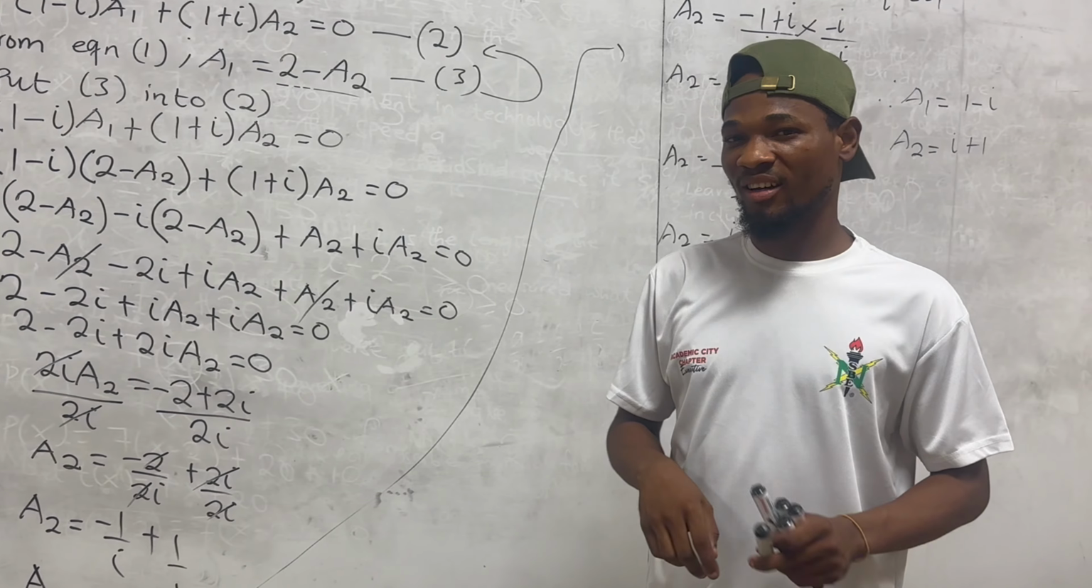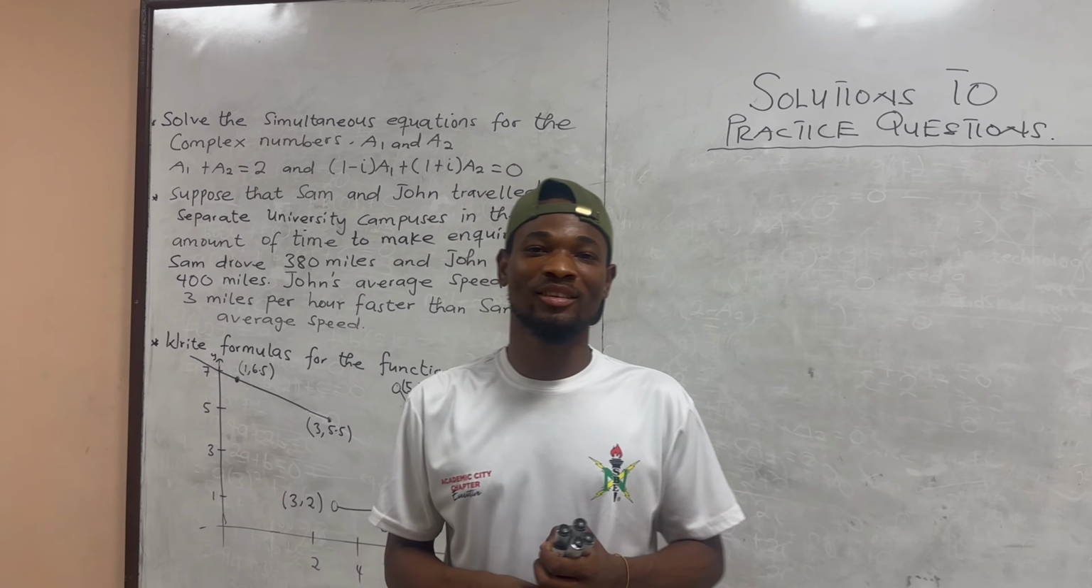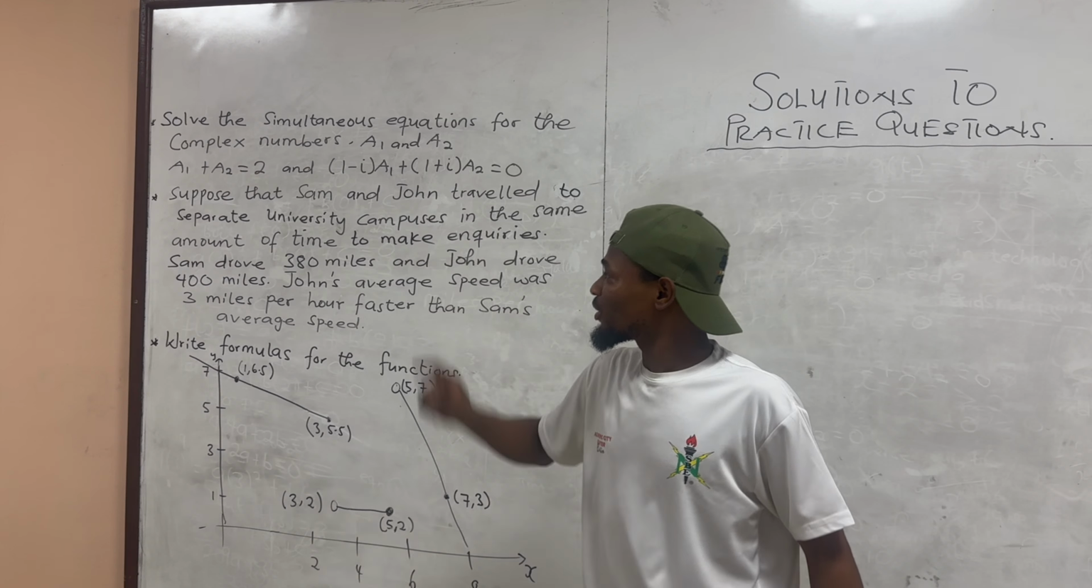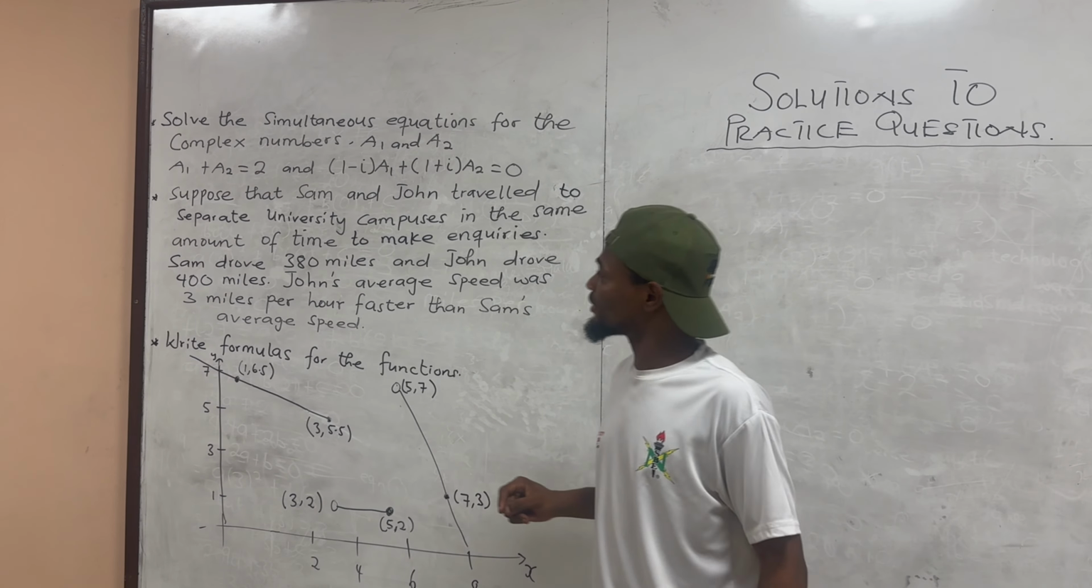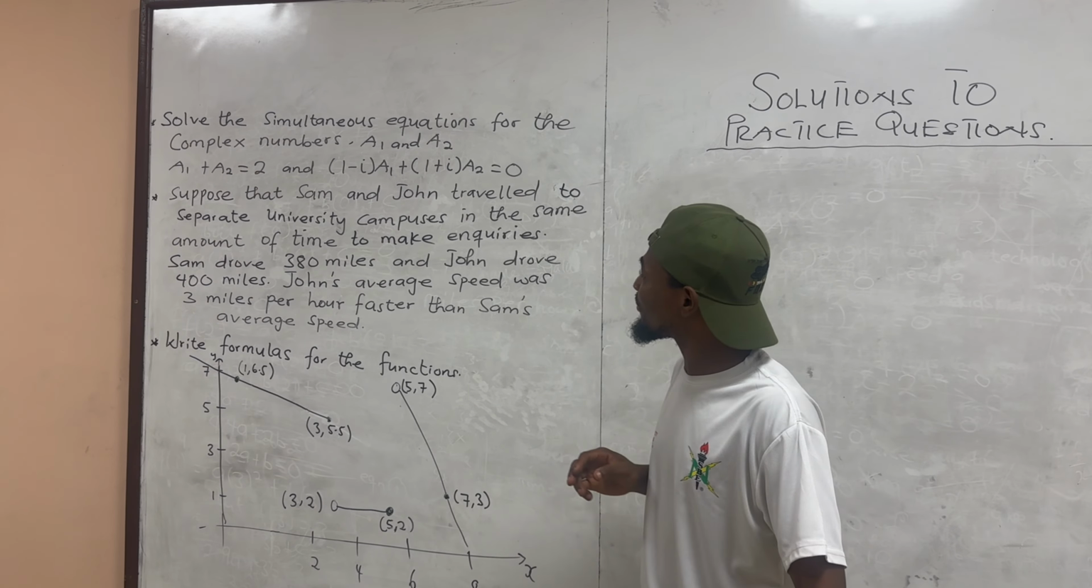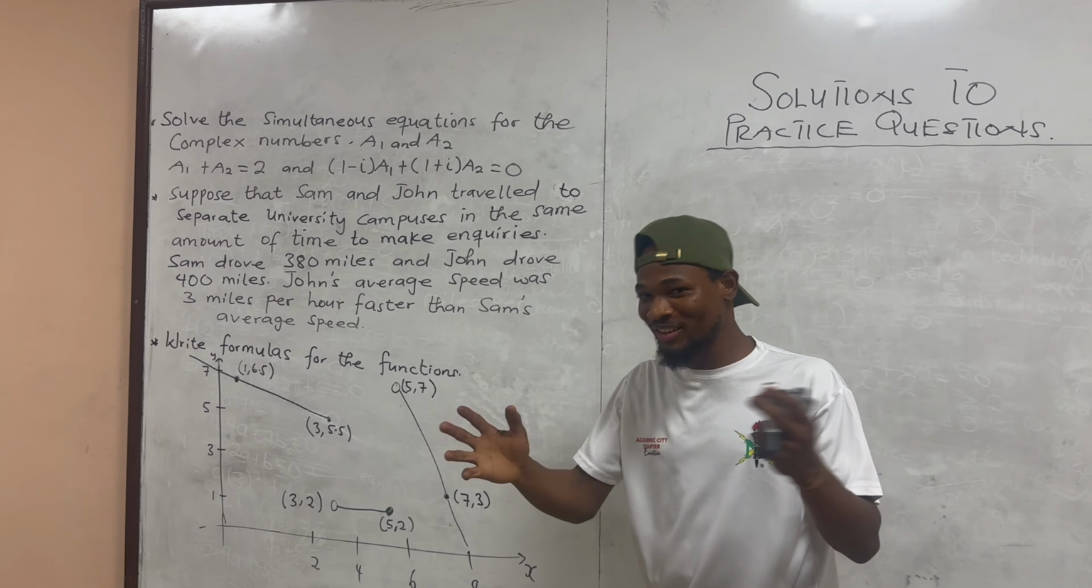Let's consider another question. First, let's solve for the second one. Suppose that Sam and John traveled to separate universities.